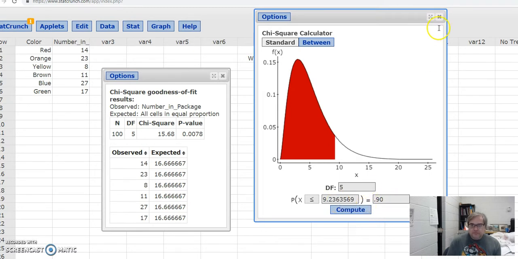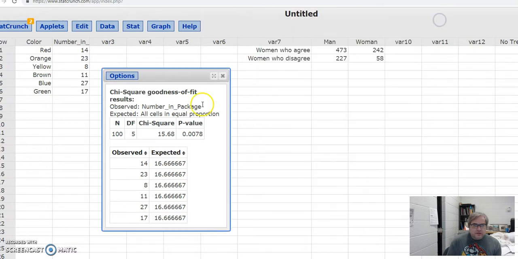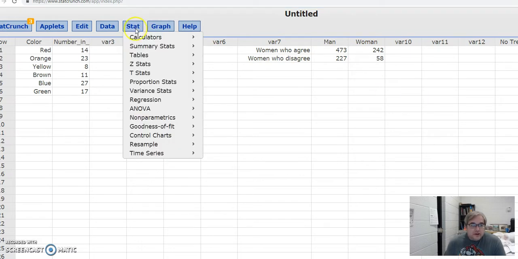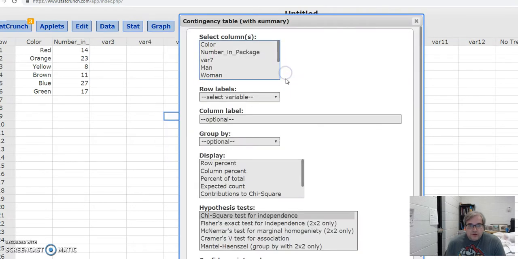Now, reduce this, get rid of that. Here's the next one. This is another data table from your homework, and I notice I have 2 categories of numbers. That's a chi-square for two-way tables. So when I do that one: stat, tables, contingency, summary, and make sure I don't mess up here, and that would be man and woman for the select columns.